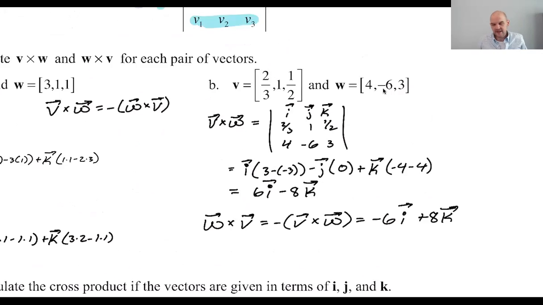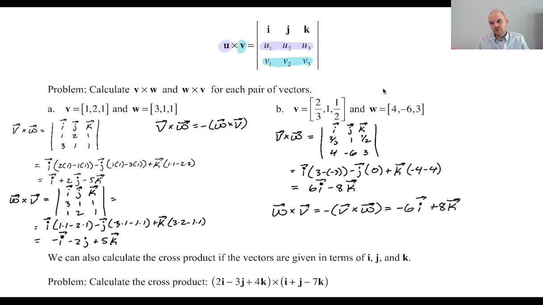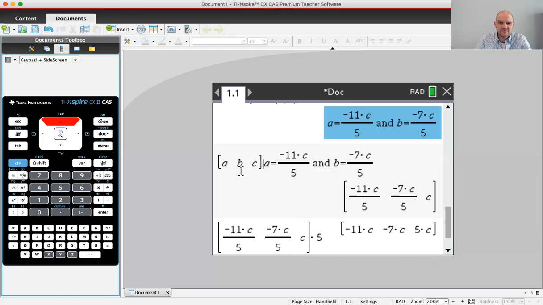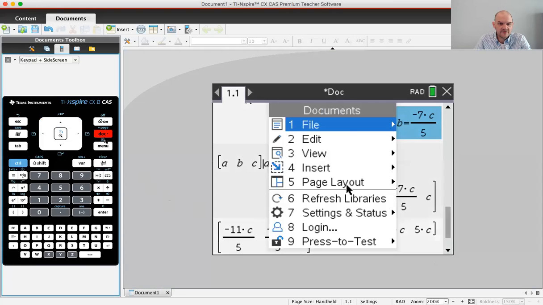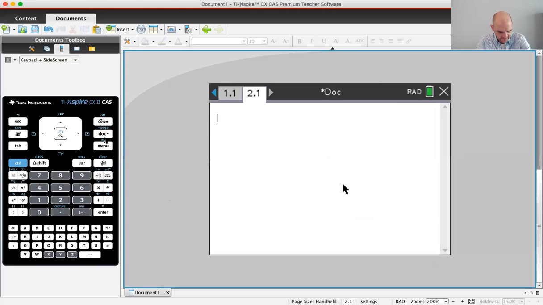All right, I'm going to switch over to the calculator and just confirm these or refute them. And then I will probably wrap this up and come back in the next video and do a little bit more. So let's see. I'm going to insert a new problem. So, doc for problem, calculator page. Let's define them. V is going to be 1, 2, 1.